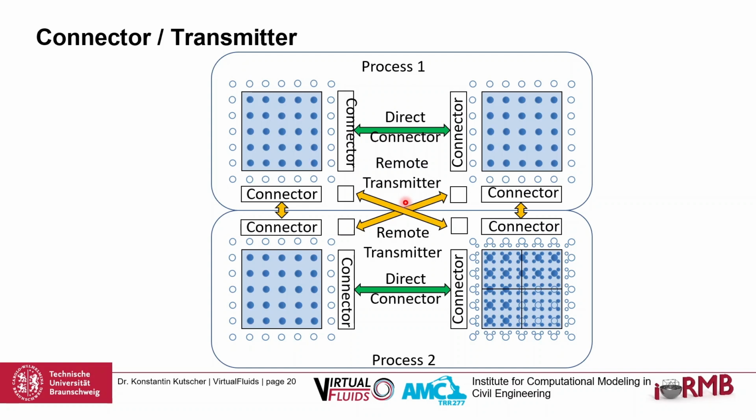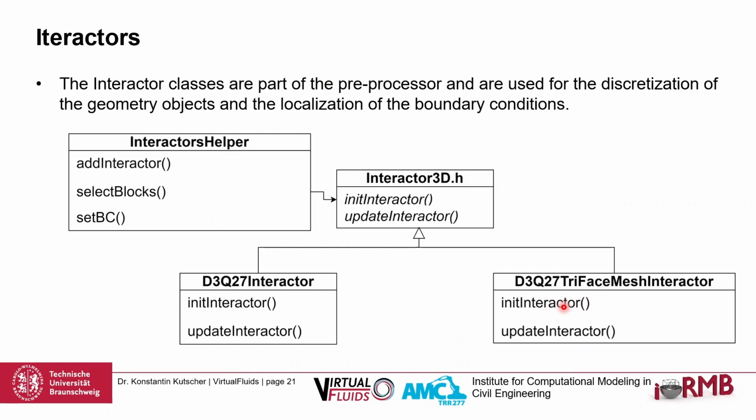So, this is very independent of the kind of communication implementation. But we have, as I said, a transmitter for MPI. That is the minimum we have implemented. Here we also have refinement and special connectors for refinement, but I will talk about that later in the second part, where we will talk about grid refinement.